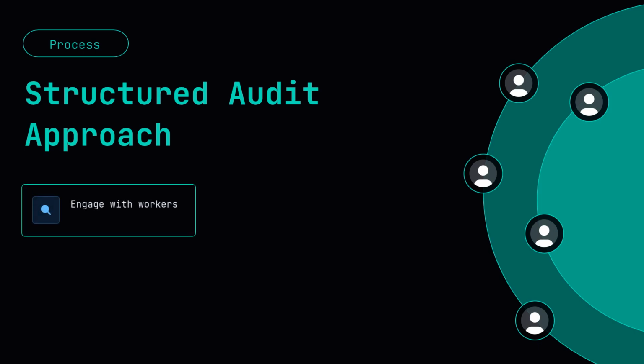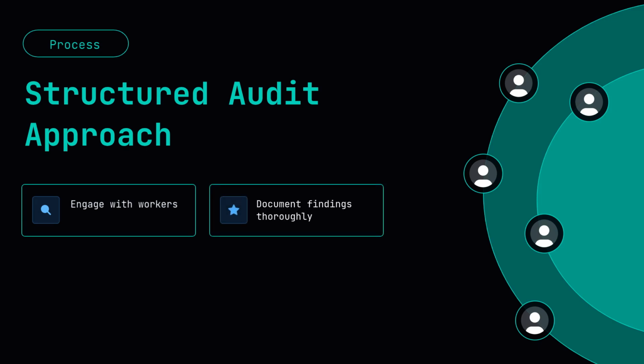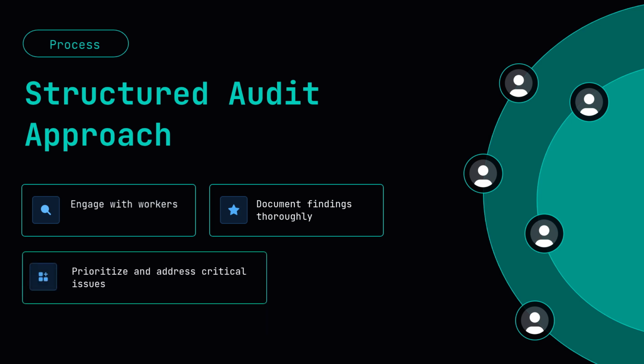Follow a structured process, moving through each area systematically. Engage with workers by observing and asking questions, as they often provide valuable insights. Document all findings meticulously with notes, photos, and videos. After the audit, prioritize risks and address the most critical issues immediately. Regularly track progress to ensure all improvements are implemented.